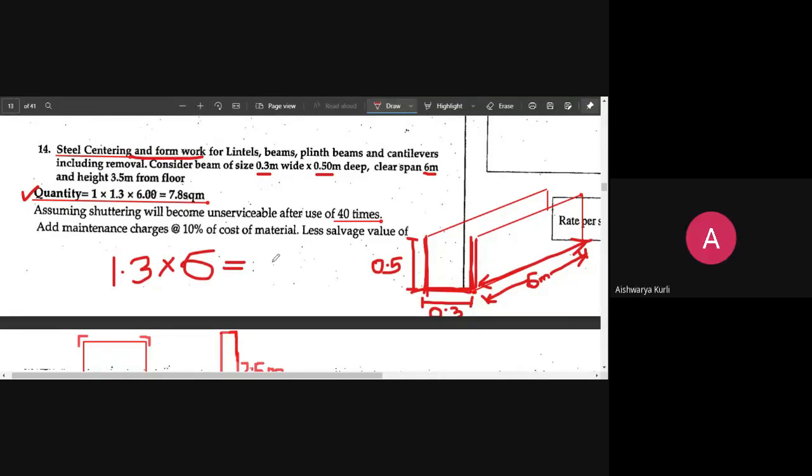Answer is already on your screen. 7.8, sir. Correct, 7.8.